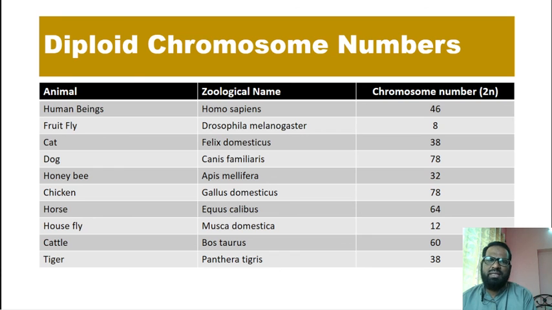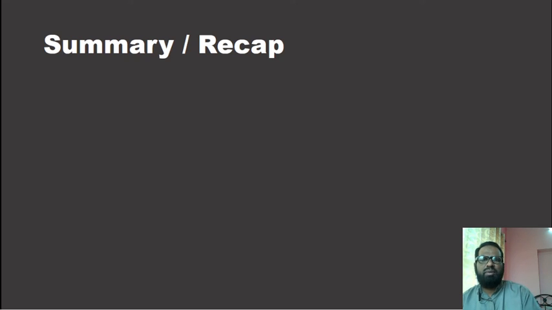In human beings, the diploid number of chromosomes is 46. Fruit flies have 8 chromosomes. The domestic cat, whatever cats we have in our houses, has 38 chromosomes. Domestic dogs have 78 chromosomes. Honeybees have 32 chromosomes. Chickens have 78 chromosomes. Horses have 64 chromosomes. Houseflies have 12 chromosomes. Cattle have 60 chromosomes, and the tiger has 38 chromosomes.